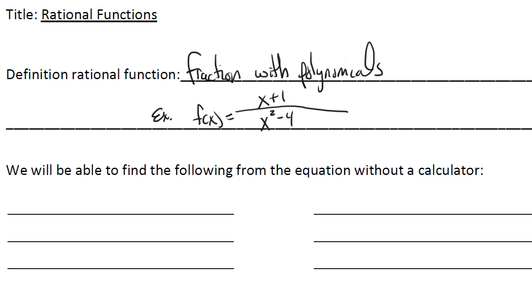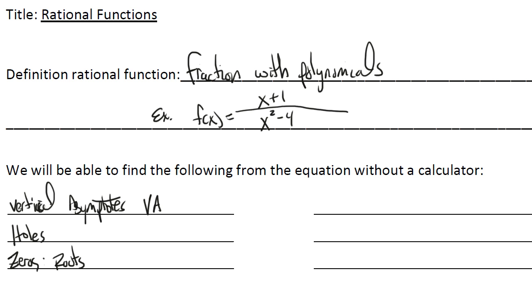The things we're going to look for will be vertical asymptotes, which I usually call VA. We're going to be able to find holes, which in class we called removable discontinuities, or point discontinuities. Those are holes. We'll be able to find the zeros, more commonly called roots, where y equals 0. What else? We're going to find horizontal asymptotes, and we're going to find slant asymptotes.